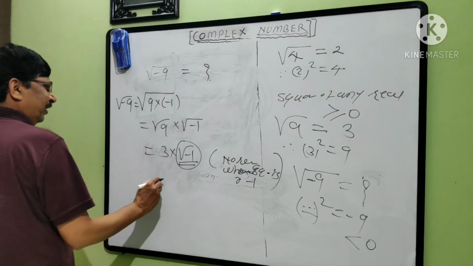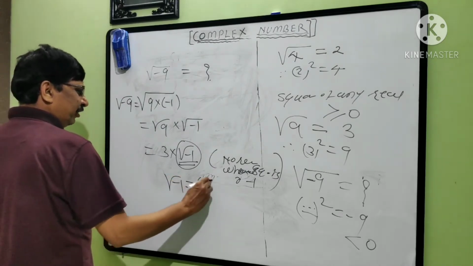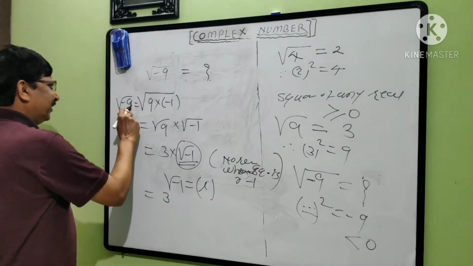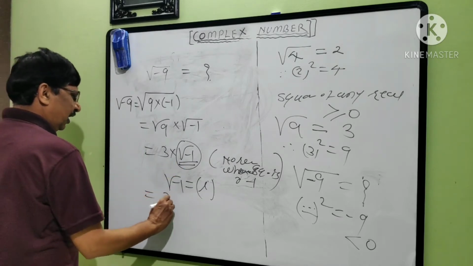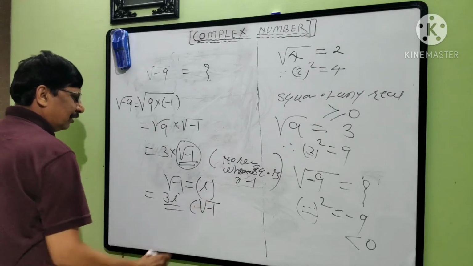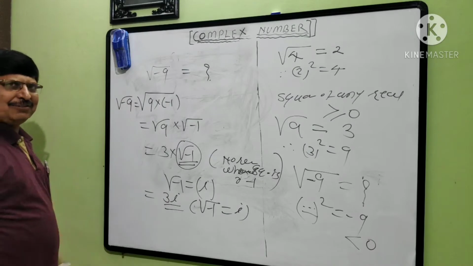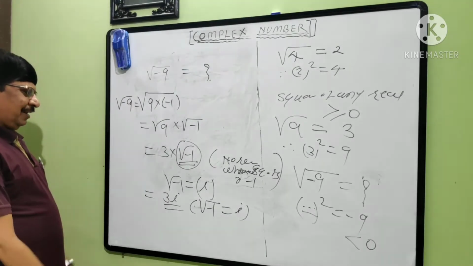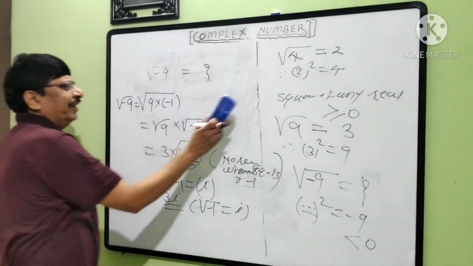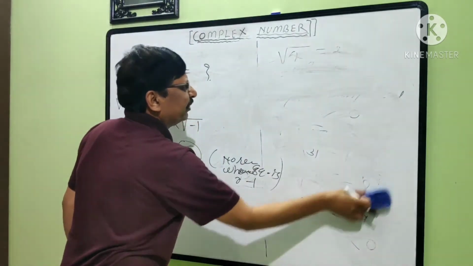This root of -1 is called the imaginary number, and it is denoted by i. That's why we can write root -9 as 3 into i. The important thing is that we have denoted root -1 as i, and it is called the imaginary number. Though root of -1 is not real, it is definitely an imaginary number, where i is the square root of -1.